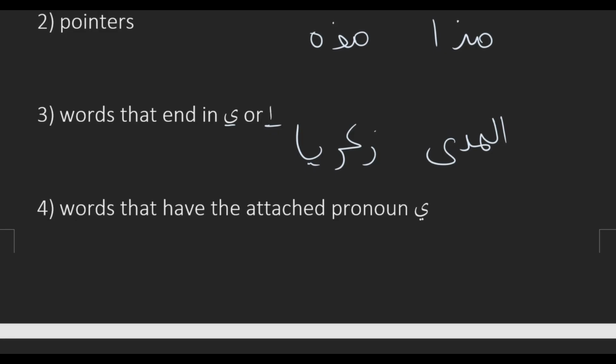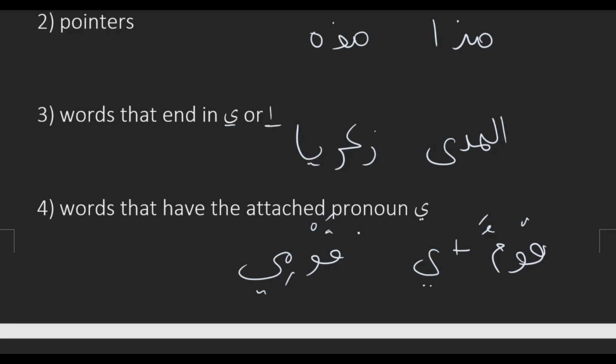And then our last category is words that have the attached pronoun ya. Right, so this one is a little bit different. So for example, if we have a word like qawm, qawmun. Yeah, it can be qawmun, qawman. Right, it takes a label normally. But if we wanted to attach the attached pronoun ya to it, we would say qawmi. Qawmi. Right, we're not saying qawmuni. Because it just sounds weird.